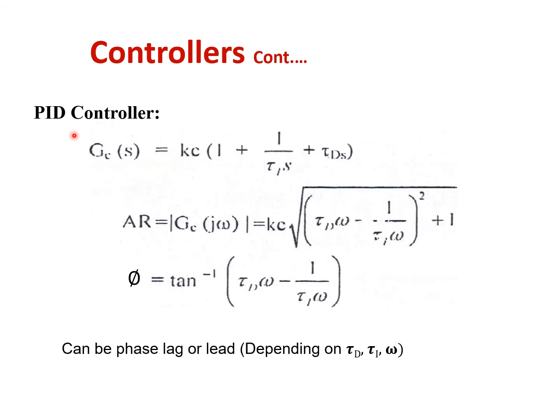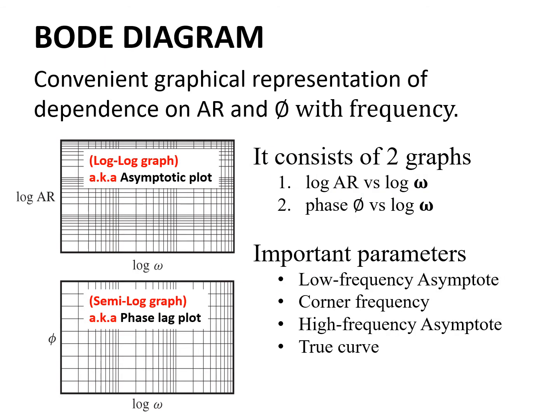PID is just a combination of PI and PD, and the amplitude ratio is given by this equation, and the phase lag is given by this. So it can be phase lead or phase lag depending on the individual values, whether it's positive or negative for the phase angle: negative for phase lag and positive for phase lead, and so on.